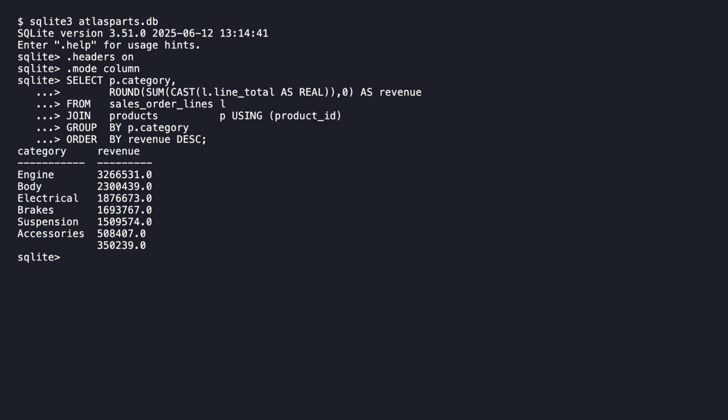The general rule? Before you join, ask what one row of the result represents. If it's one row per order line, don't sum order level columns. Joining to a one-to-many table changes the grain. Aggregating at the wrong grain changes the answer.